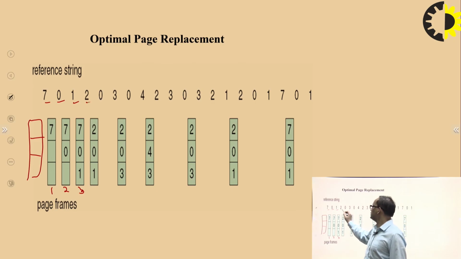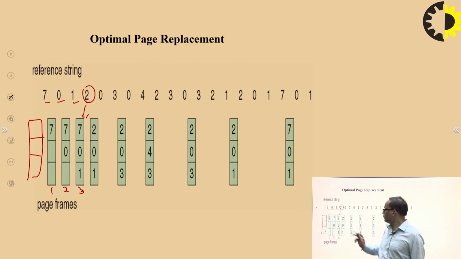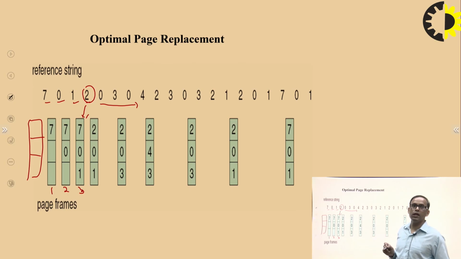Now the next page is 2. When the CPU refers to page number 2, since it is not present in main memory, we have to use the optimal page replacement algorithm now. It means, among 7, 0 and 1, which page will be selected for replacement? We will move in the forward direction and see which of these 3 pages, 7, 0 and 1, is referred to latest in the future. That page will be selected for the replacement.